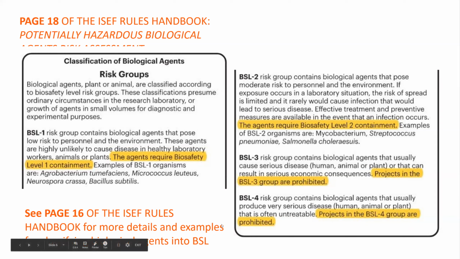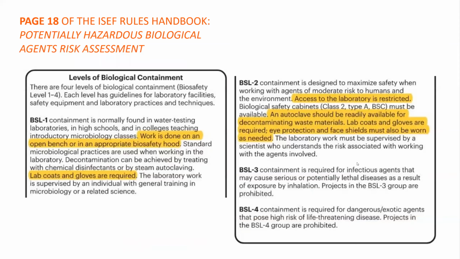Starting on page 16 of the handbook, more examples and information is given to classify the biosafety level risk group of biological agents. Megan will explain the third component of this page, the levels of biological containment. Thank you, Charlie. Here we can see the levels of biological containment that are required for different biosafety levels.